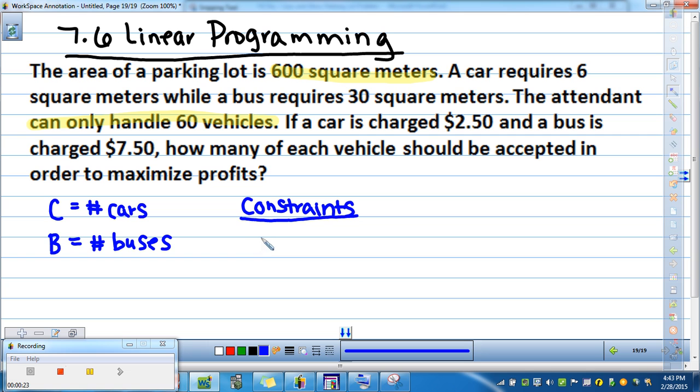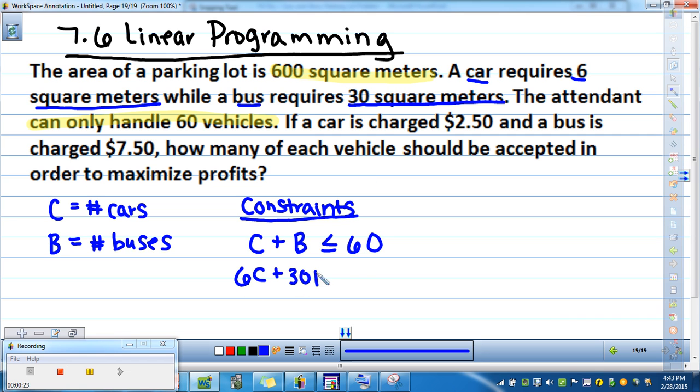If it can only handle 60 vehicles, the number of cars plus the number of buses must be less than or equal to 60. For the other constraints, it says that a car requires 6 square meters and a bus requires 30 square meters. So we have 6C plus 30B, and that must be less than or equal to 600 square meters. The implied constraints are that we have to have a positive number of cars and buses, so both C and B must be greater than 0.